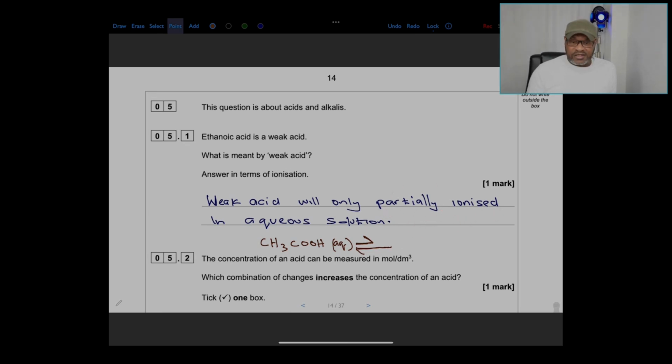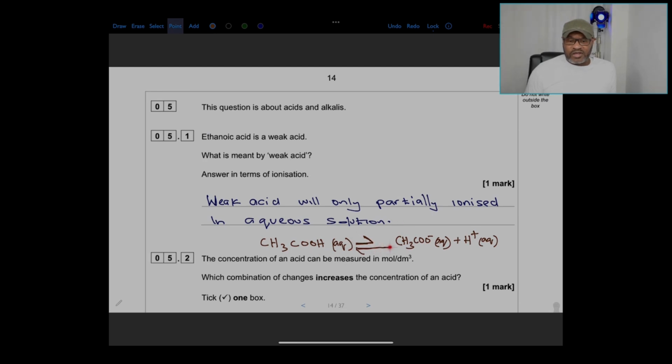And this is the ionization here. So it's losing H+. That's a proton donor. That's what acids do. They release H+, and that's the plus H. So that's the H+, but only a tiny bit of this acid will go in that direction. The rest will stay here. So that means it is partially ionized in aqueous solution.